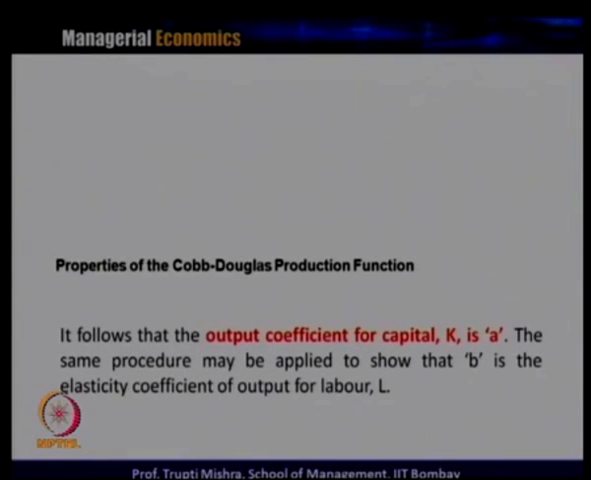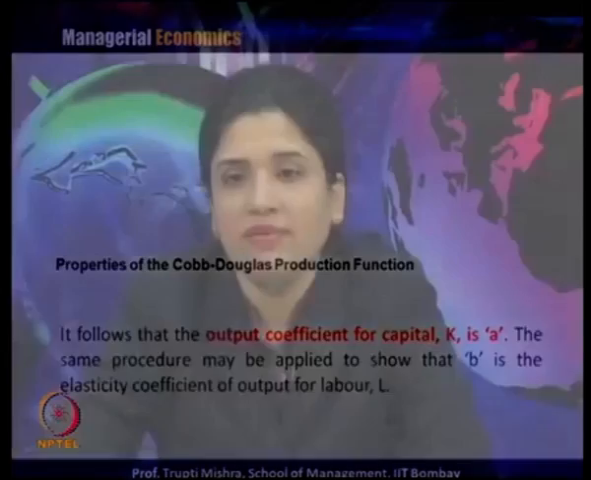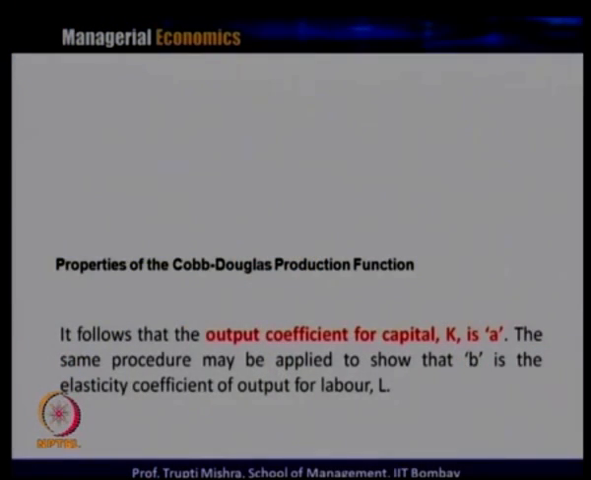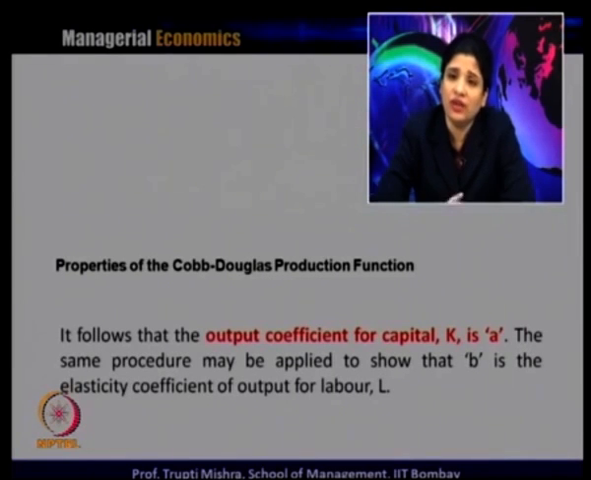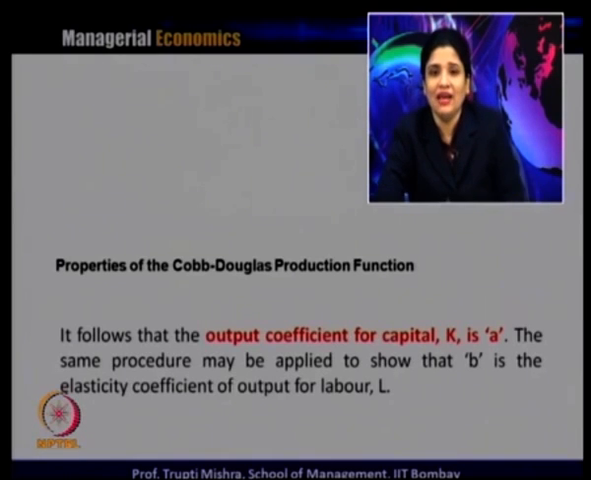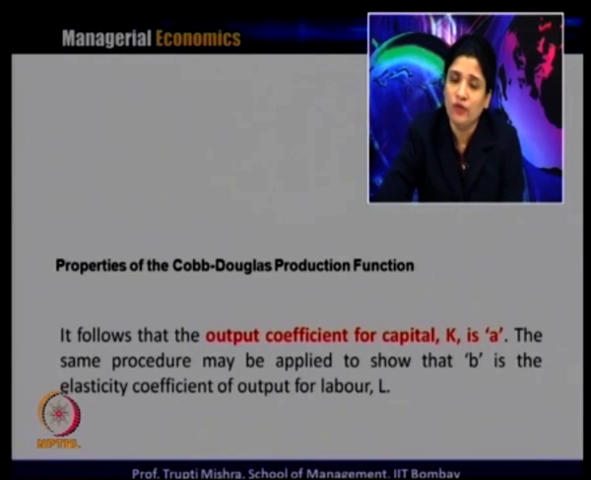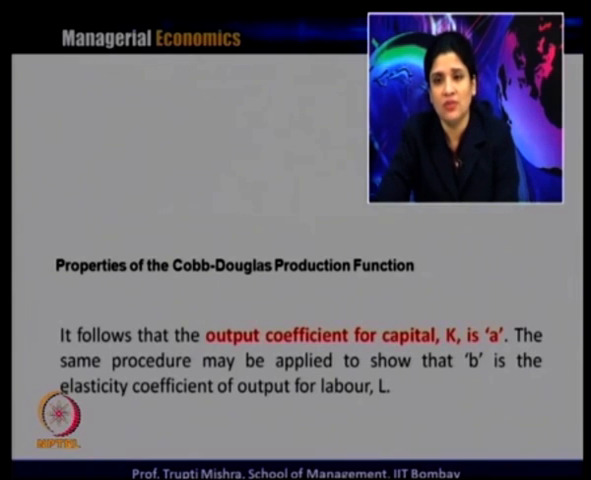Similarly, for b, we can follow the same procedure, keeping capital constant, and the value of the output elasticity coefficient with respect to labor comes out to be b. So, the elasticity coefficient for capital, keeping labor constant, is a. The same procedure can be applied to find the elasticity coefficient with respect to labor, and the elasticity coefficient of output for labor comes out as b.